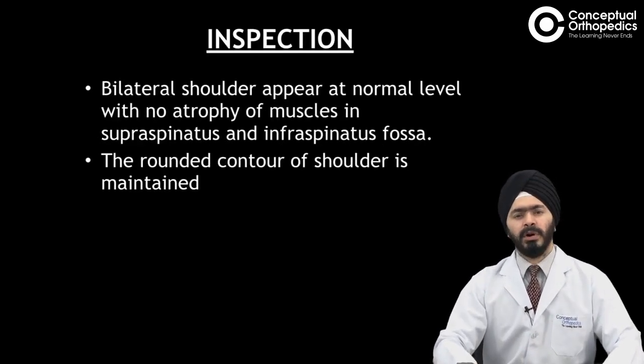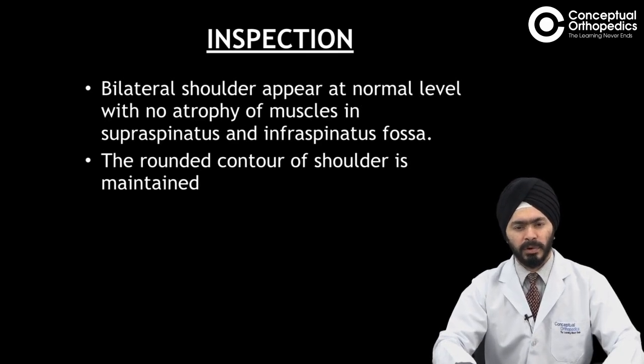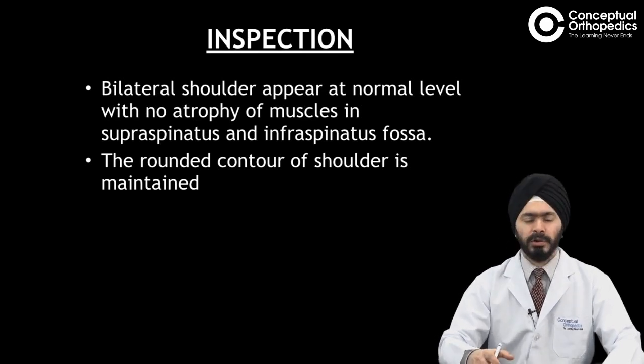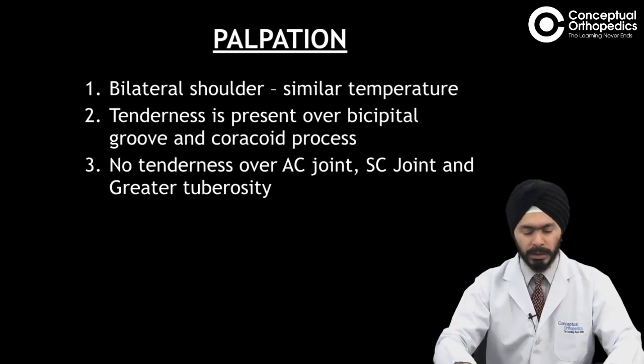So you start with always look, feel and move. So inspection, palpation and movement. In inspection, findings would not be much apparent in such a case. The rounded contour may be there, bilateral shoulders will be at the same levels. Just comment on negative findings: no visible scars, sinuses, bilateral clavicles, mammary folds at the same level, scapula and axilla at the same levels.